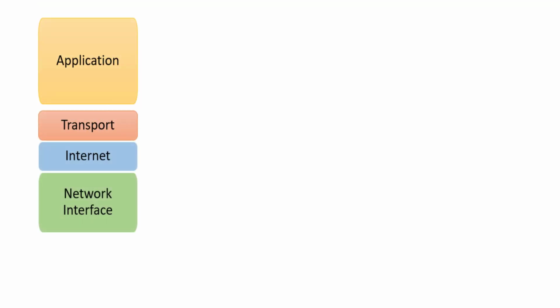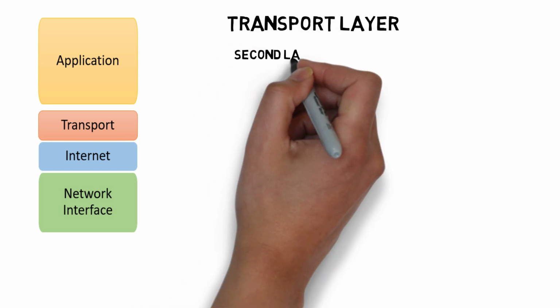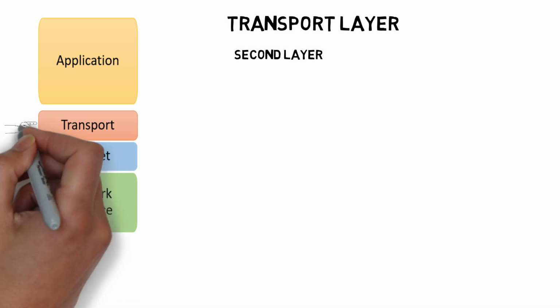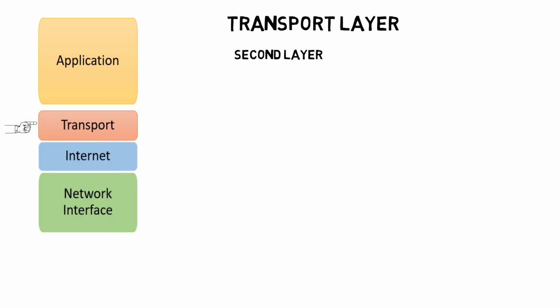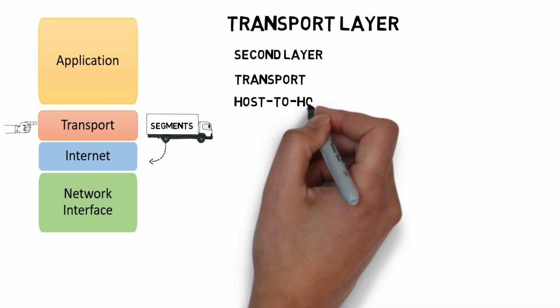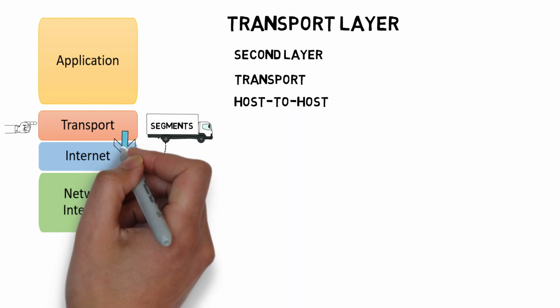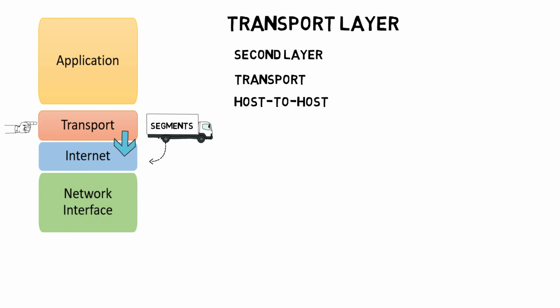So the next layer we are going to discuss is the transport layer. It is the second layer of the TCP/IP model. The position of the transport layer is between the application layer and the internet layer. It provides the means for the transport of data segments across the internet layer. Transport is concerned with end-to-end, that is host-to-host communication. The transport layer sends data to the internet layer when transmitting and sends data to the application layer when receiving.